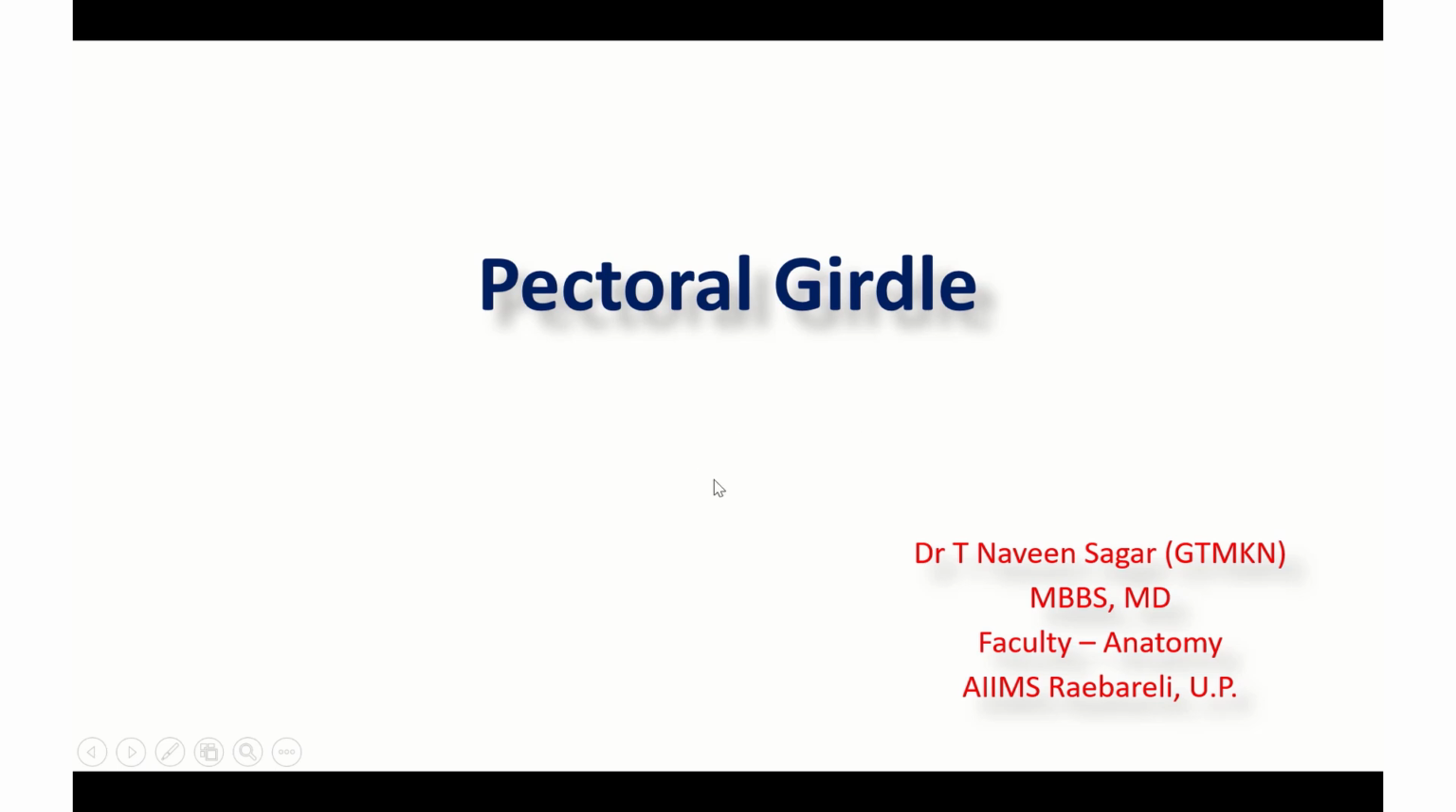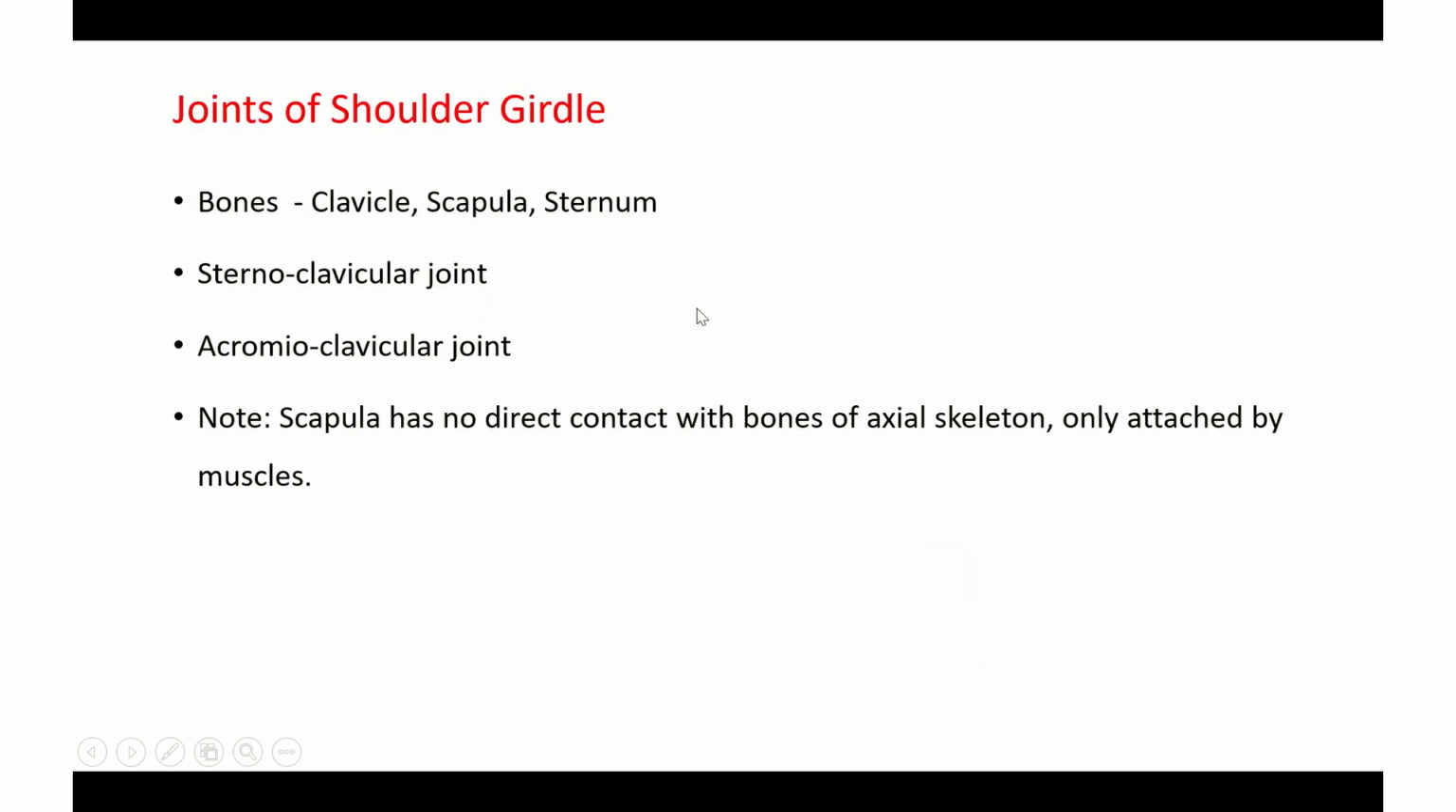So good morning. In this session, we'll be dealing with the pectoral girdle. The bones and joints involved in the pectoral girdle, the main bones are the clavicle and scapula. So this scapula is attached to the sternum through the clavicle. The scapula has no direct contact with bones of the axial skeleton. It's only attached by muscles or indirectly through the clavicle.